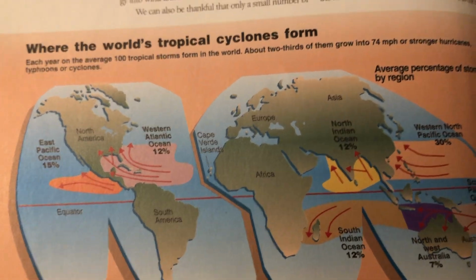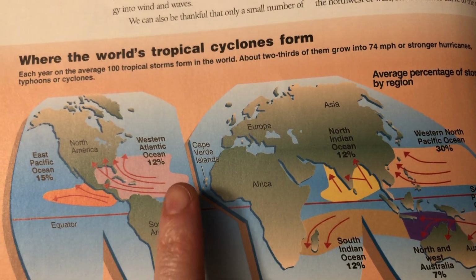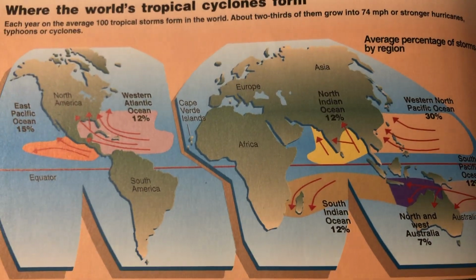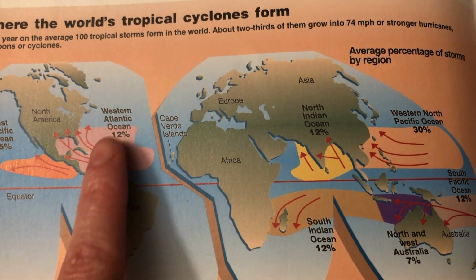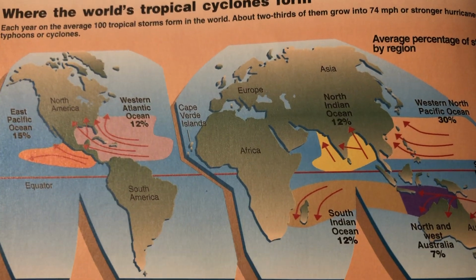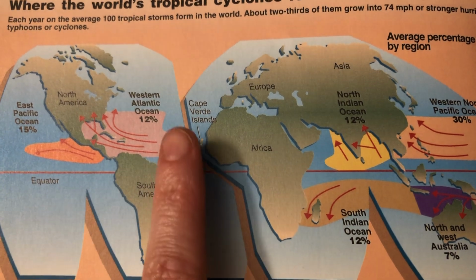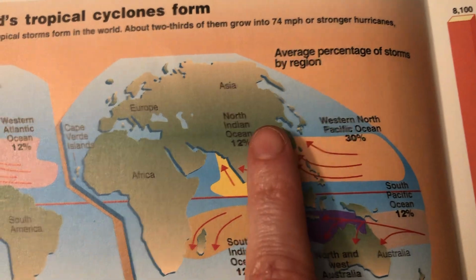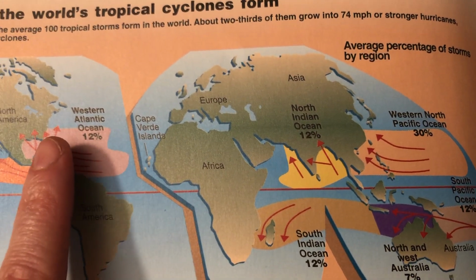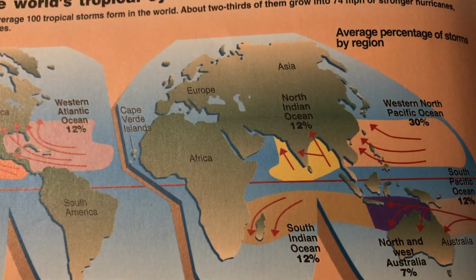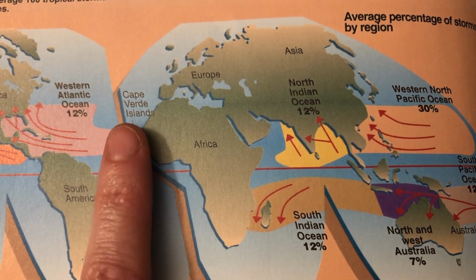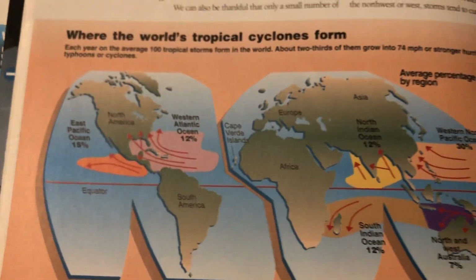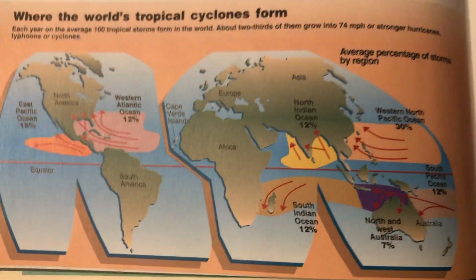So our tropical cyclones are going to move from an east to west pattern. And where the hurricanes form, they're very early, just tropical storms, they tend to form on the eastern parts of the oceans and move to the west, all right? And this is showing you where most of them form.